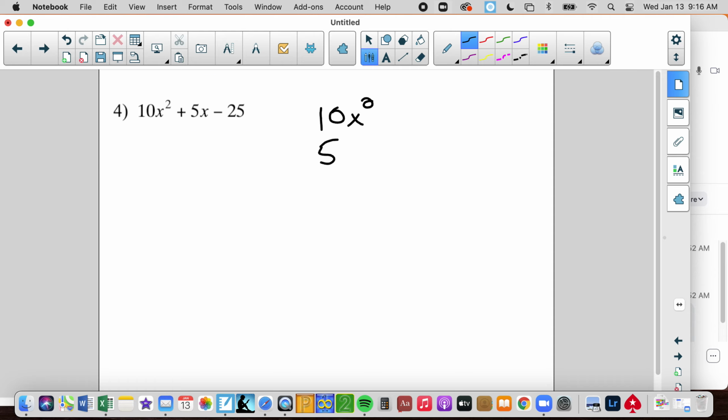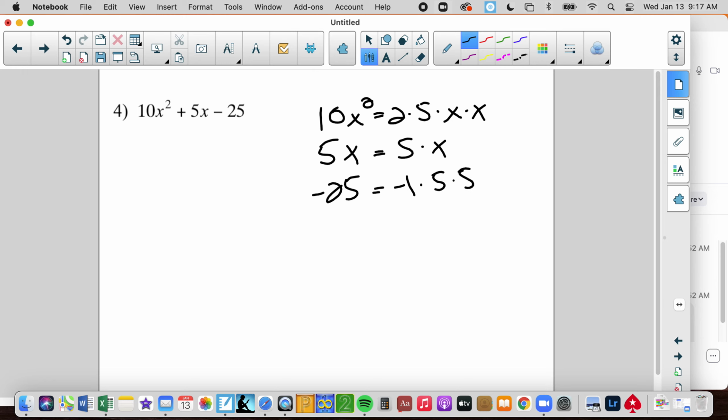10x squared, 5x, negative 25. 2 times 5 times x, 5 times x, and negative 1 times 5 times 5. So they have a 5 in common, and that's it. Factor out a 5, you're left with 2x squared, you're left with x, and you're left with negative 5.